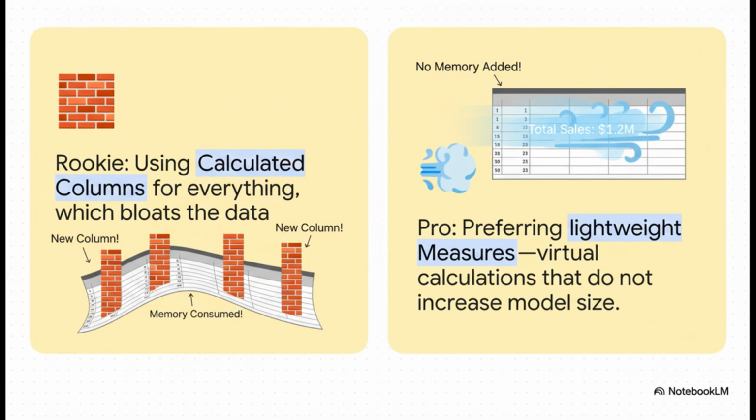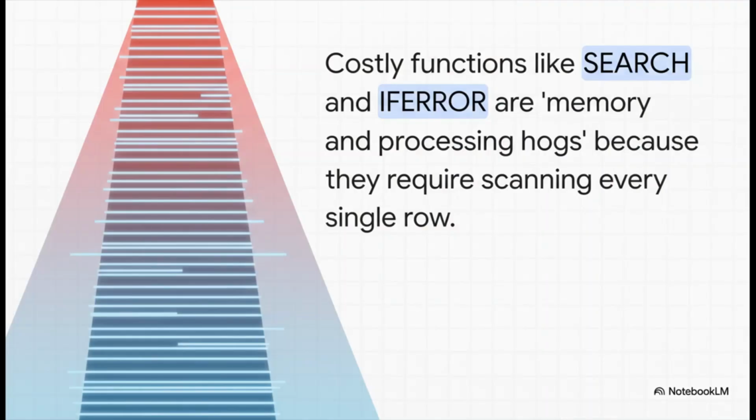This might be the single most important optimization trick you ever learn. So remember this. If you can do it with a measure, always do it with a measure. And it goes deeper than that. Experts are super intentional about the DAX functions they use. They know that some functions, like SEARCH or the old IFERROR, are just memory and processing hogs, because they have to scan every single row of a table to work. So instead, they use way more efficient alternatives. For example, instead of wrapping a division in IFERROR, they'll just use the DIVIDE function. It has error handling built right in, and it's way faster.